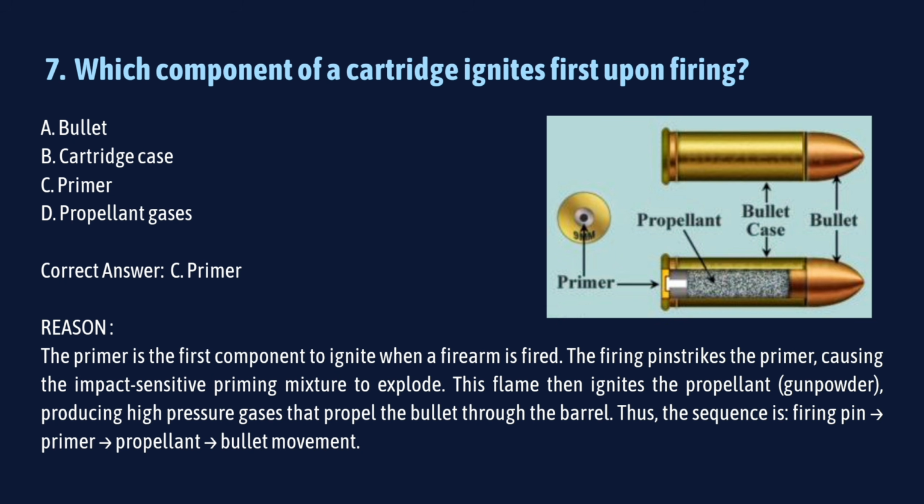Now comes question number 7. Which component of cartridge ignites fire upon firing? The correct answer is option C, primer. The reason is the primer is the first component to ignite when a firearm is fired. The firing pin strikes the primer, causing the impact-sensitive priming mixture to explode. This flame then ignites the propellant gunpowder, producing high-pressure gases that propel the bullet through the barrel. Thus, the sequence is firing pin to the primer, primer to the propellant, and the propellant to the bullet movement.